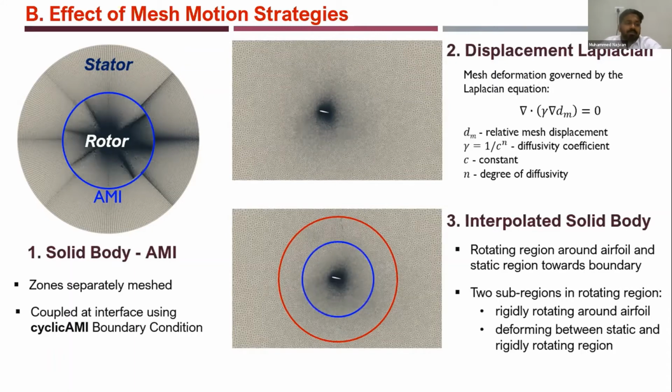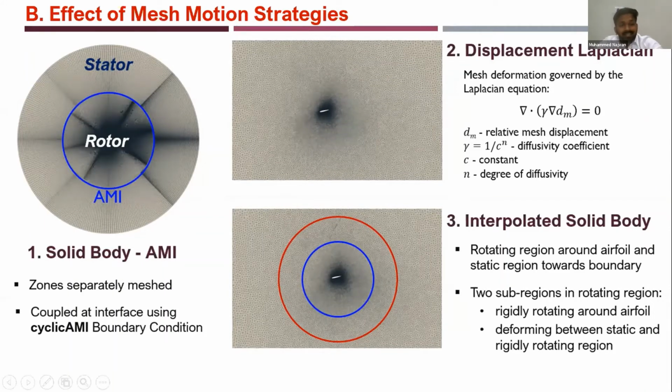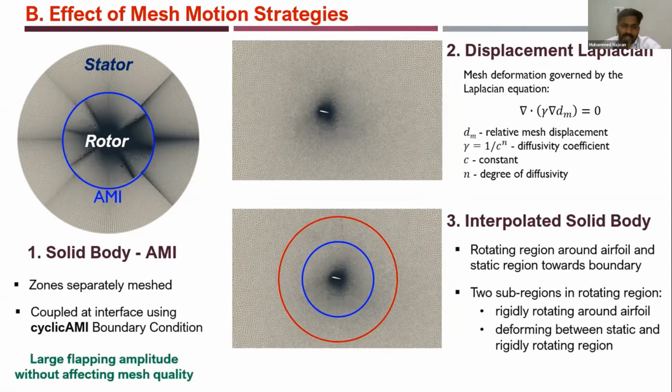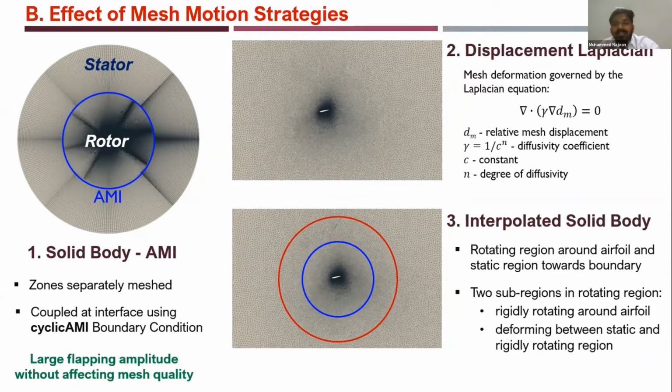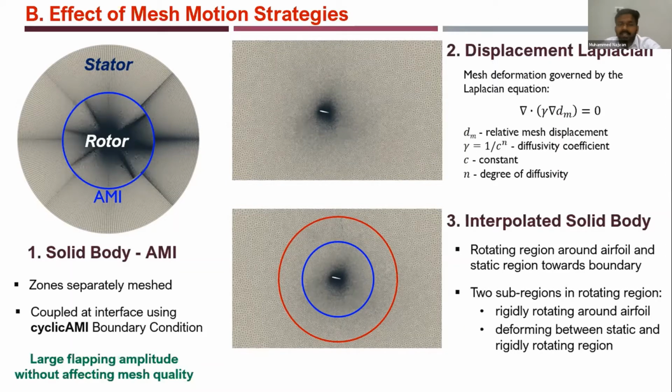And here the mesh motion interpolation or mesh morphing is happening only in the inside rigid part, unlike the displacement Laplacian. So it is important to choose a strategy based on the requirement of the problem we consider. The main advantage of the solid body AMI is that there is no relative motion between the mesh, so it can handle large flapping amplitudes without any mesh quality issue. But in the other two methods, a large deformation can induce numerical errors due to the mesh distortion.